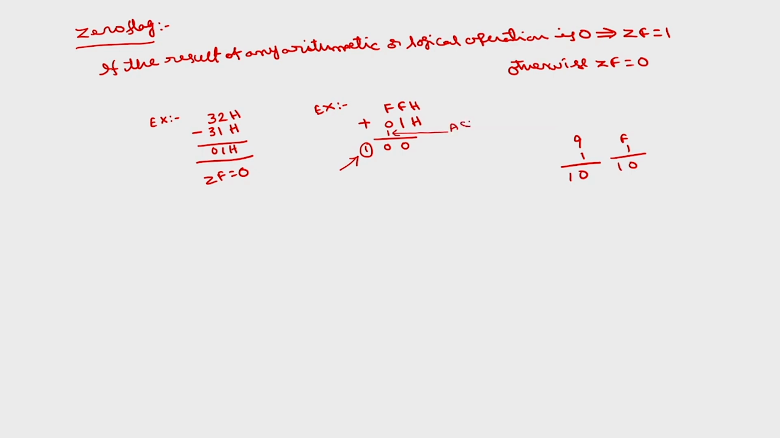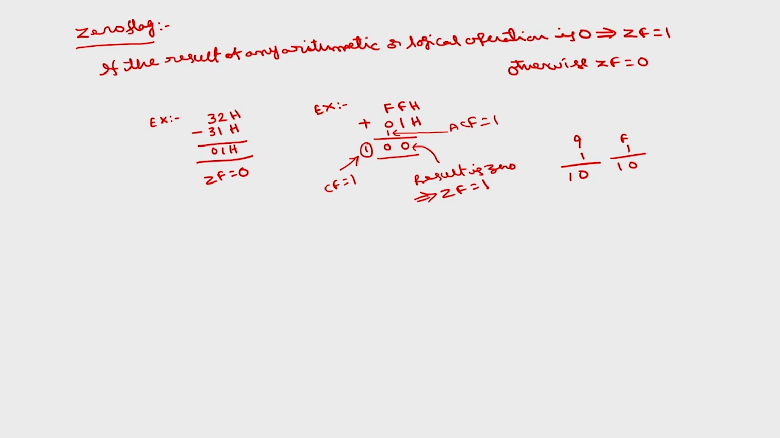Here the auxiliary carry flag is also set, the carry flag is also set, but you have to neglect the carry. Because you are adding two 8-bit numbers, you have to see only the lower order 8 bits. The lower order 8 bit result is 0, the result of this addition is 0, which implies the zero flag is set. There will be a carry, but the lower order 8-bit result is 0, so the zero flag is set.